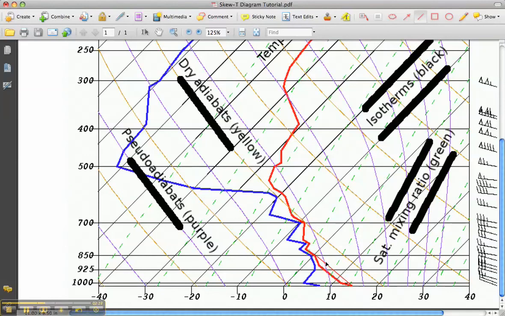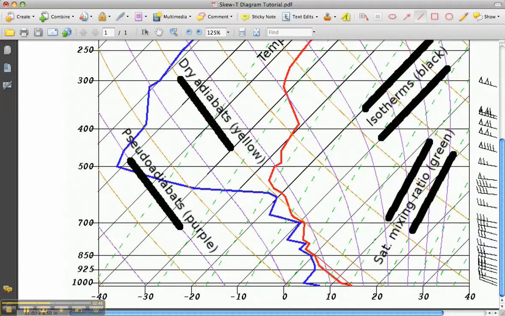Notice this line here, the air parcel is following parallel to the dry adiabat. I'm choosing this particular adiabat because it's closest to the air parcel. So the air parcel is moving up parallel.